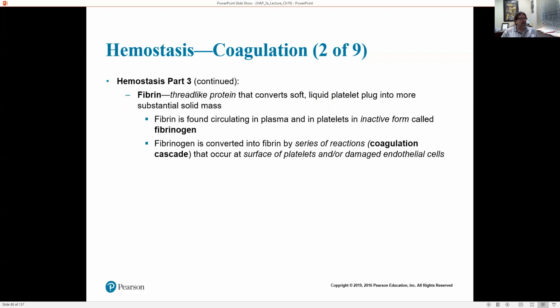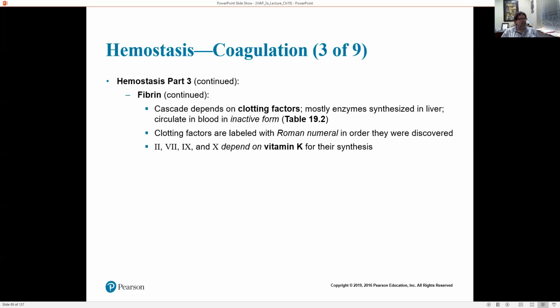Okay, so fibrins are thread-like proteins that convert soft liquid platelet plugs into a more substantial solid mass. Fibrin is found circulating in plasma and in platelets in an inactive form called fibrinogen. Fibrinogen is converted to fibrin by a series of reactions called the coagulation cascade that occurs at the surface of platelets or damaged endothelium cells.